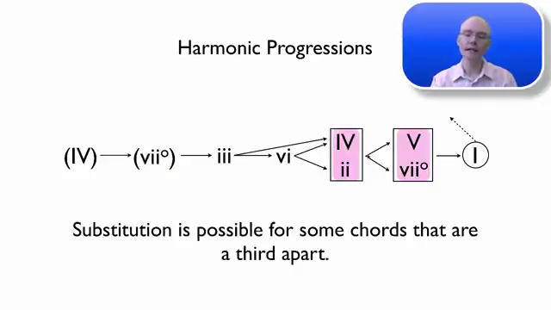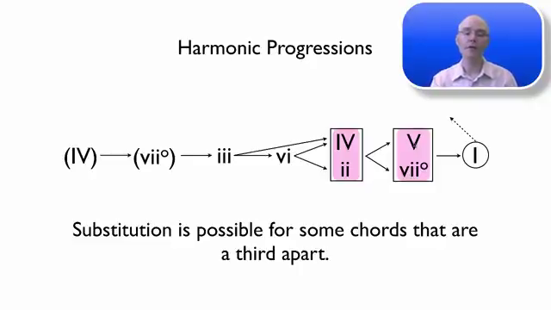We also see in these two very clearly that substitution is possible. So why are these 2 chords together in a box and as well here? Well, it's because these chords can actually substitute for each other. You can think of the 2 chord as a substitute for the 4 chord. You can also see the 7 diminished chord as a substitute for the 5 chord.